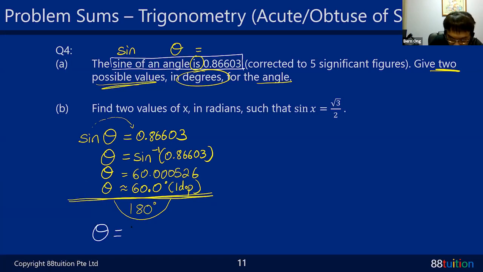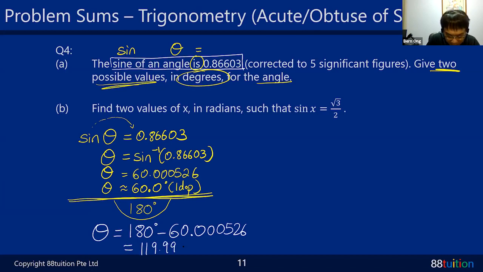So theta can be, you must take 180 degrees minus the 60.0000526 degrees. And your answer will be 180 minus the answer in my calculator, which is 119.999. All right, 1 dp is 120.0 degrees, 1 dp. Because the 9 cannot round up already, so you push everything up, 119 becomes 120.0. The 0.0 must be written.